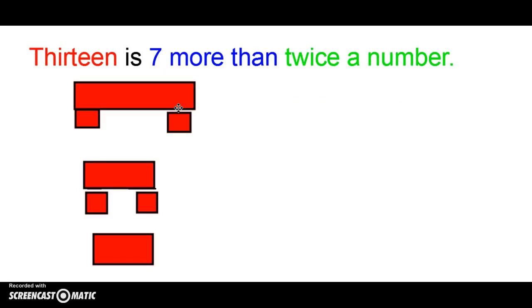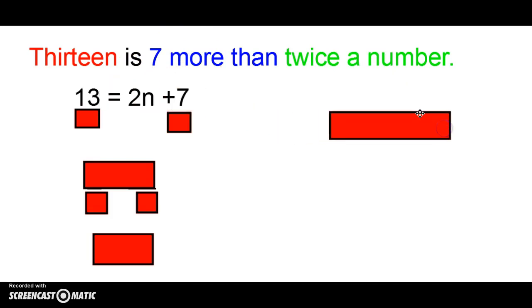All right, 13 is, right away, that's a clue. Is means equal sign. So I would just say 13 equals 7 more than twice a number. So I would say 13 equals 2n plus 7. So you have twice the number and 7 more than that. That's how you know to put it second, equals 13.